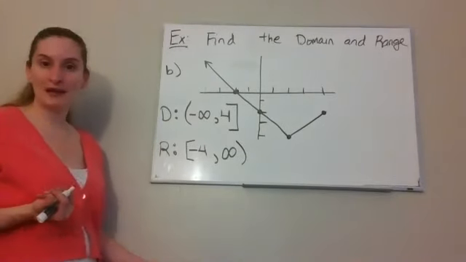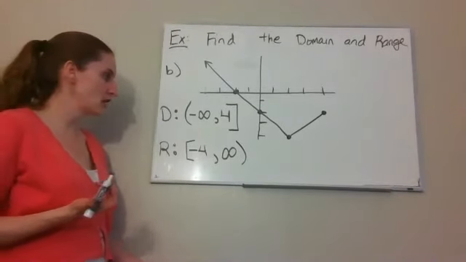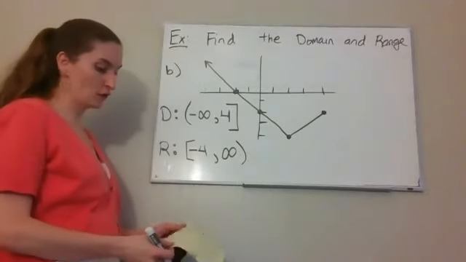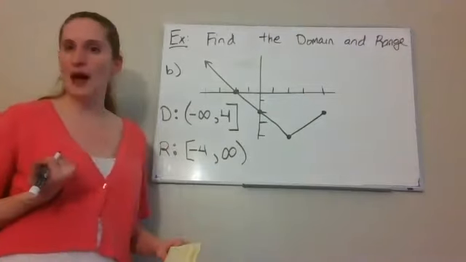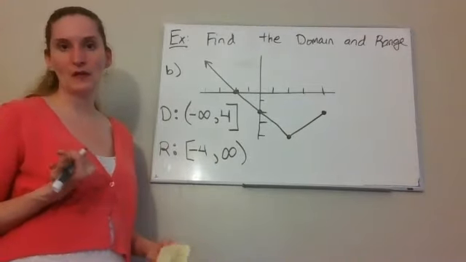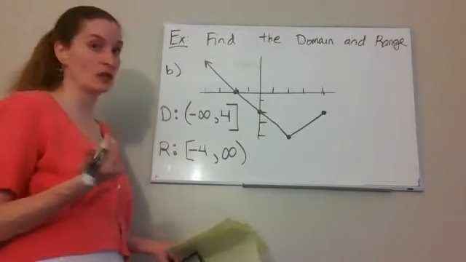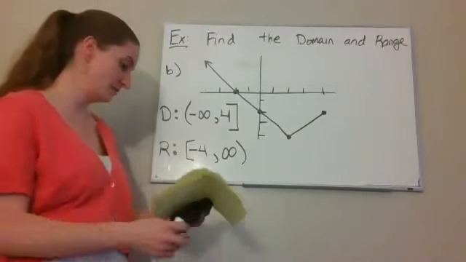So the way I wrote my answers here is called interval notation. There are other ways to write your domain and your range, but this seems to be the most popular way among most mathematicians. So I would use interval notation unless I'm told to use something different.